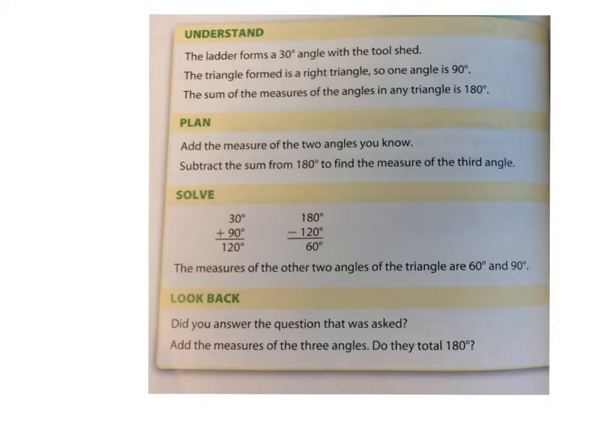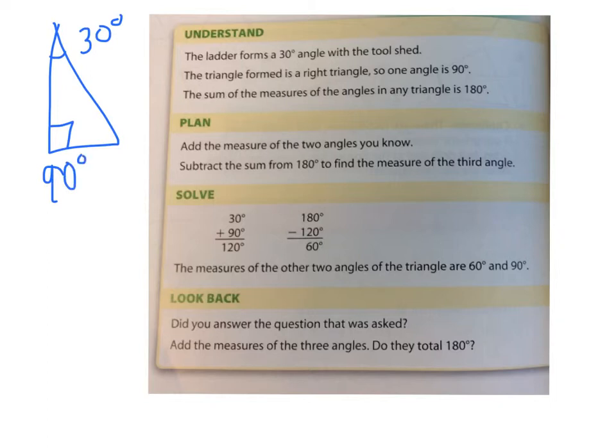So what you need to do when you have these kinds of problems is you first understand what the problem is saying, just like we did. We know that the ladder forms a 30-degree angle with the tool shed, right? So here, let's draw that again. So this one's 30 degrees, right? We know that the triangle formed is a right triangle, so one angle must be 90 degrees. And we know also that the sum of the measures in a triangle, any triangle, is always 180 degrees.